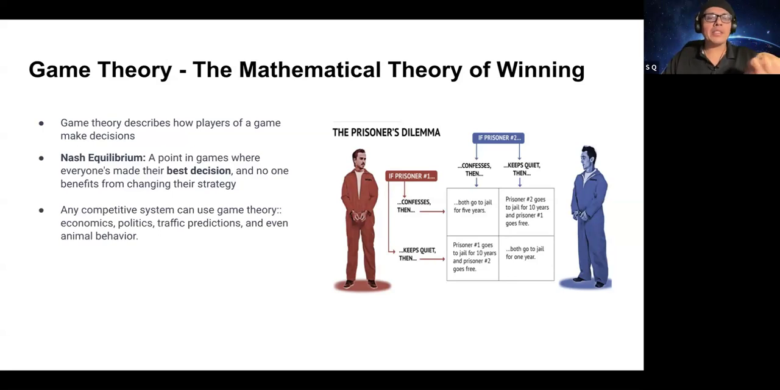So most competitive systems can use game theory: economics, politics, traffic predictions, predator-prey systems where you have wolves and rabbits. They can play in a survival situation that can be framed as a game, even though it's not a game for them. It still can be framed as a game mathematically.